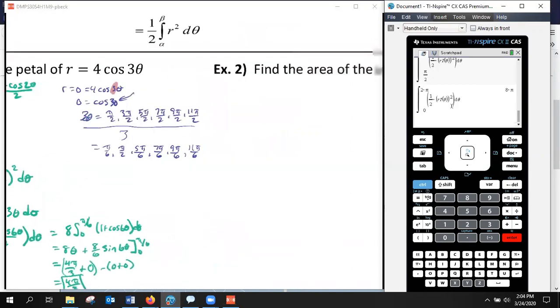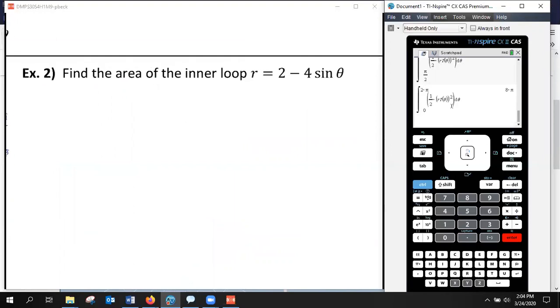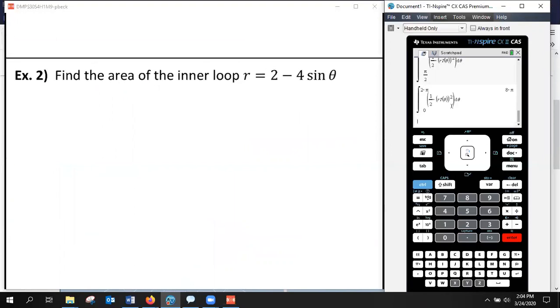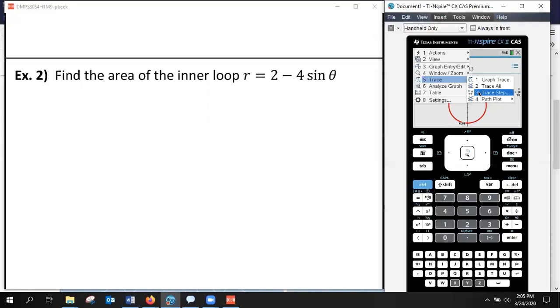All right. Problem number 2. Find the area of the inner loop of 2 minus 4 sine of theta. So what I'm going to do is go back to my sketch pad, turn off the first graph and go to the second graph. My job is to find the inner loop of 2 minus 4 sine theta. So I'm going to do a trace one more time to see when the inner loop gets created.